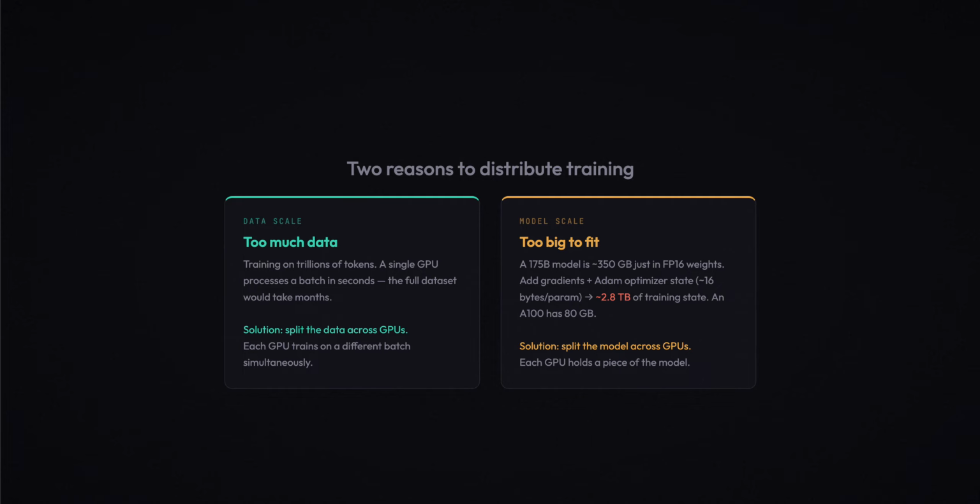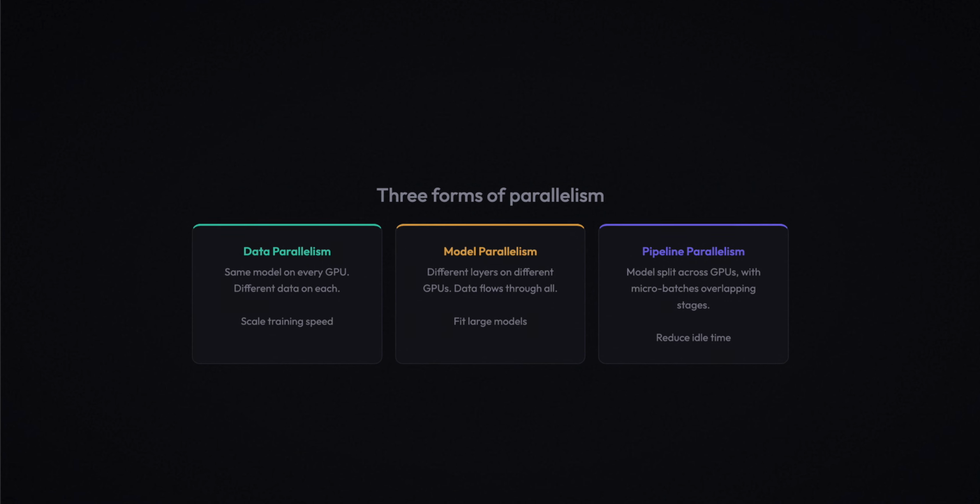These two needs drive two different parallelism strategies, and in practice, large training runs use both simultaneously. There are three forms of parallelism in distributed training. Data parallelism: the same model on every GPU, different data on each. Scale training speed. Model parallelism: different layers of the model on different GPUs, fit models that are too large for one GPU. Pipeline parallelism: models split across GPUs, but with micro batches overlapping to reduce idle time. Let's go through each one.